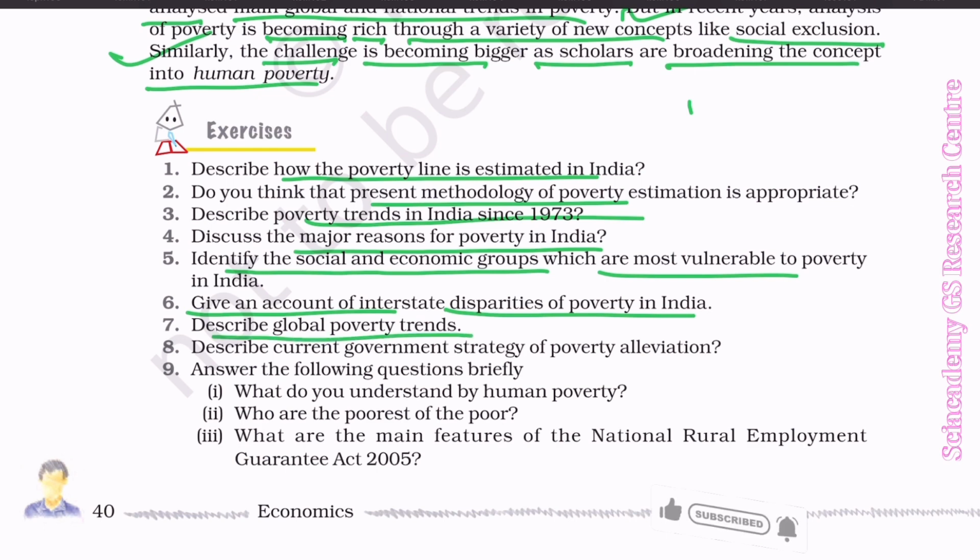Seventh, describe global poverty trends. Eighth, describe current government strategy of poverty alleviation. Ninth, answer the following questions briefly. First, what do you understand by human poverty? Who are the poorest of the poor? What are the main features of the National Rural Employment Guarantee Act 2005?